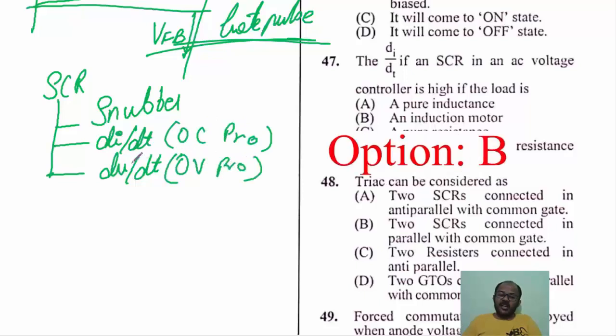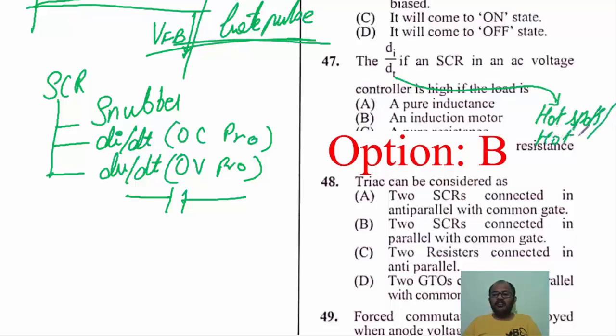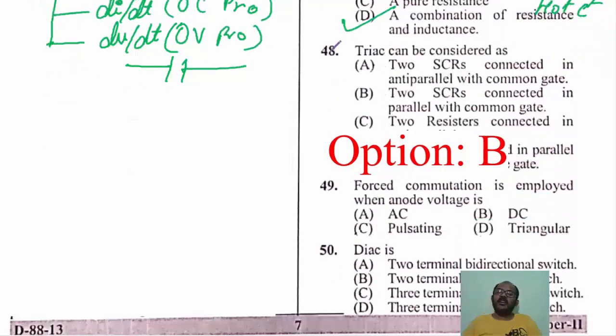In the case of dv by dt protection, we are going to make use of a capacitor, and in the case of di by dt protection, you need to focus on these two terms, that is hot spots or hot electrons. So what do you mean by hot spots? When it is going to create or generate, all these things you should remember.